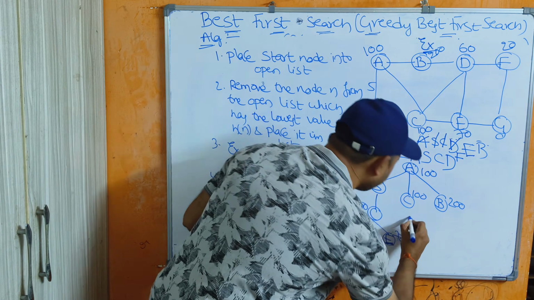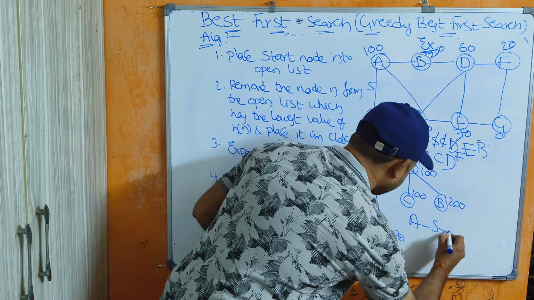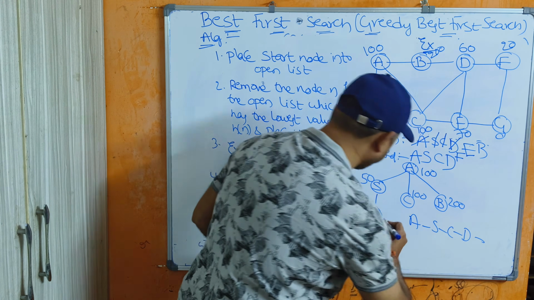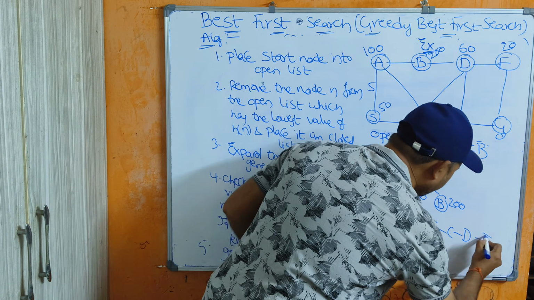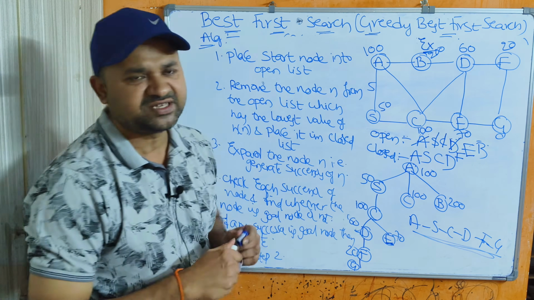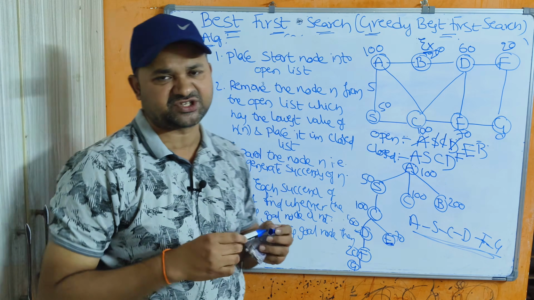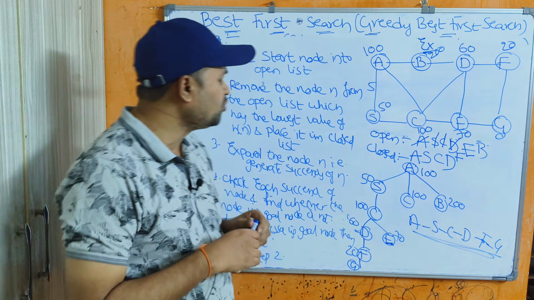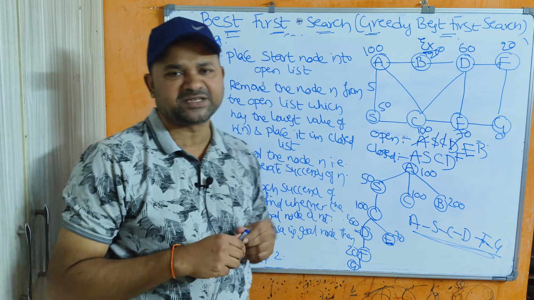What is the best path? A to S, next S to C, next C to D, next D to F, next F to G. So this is the best path. This is the major aim of best first search, to find the shortest path from the starting node to the goal node. So this is about best first search.